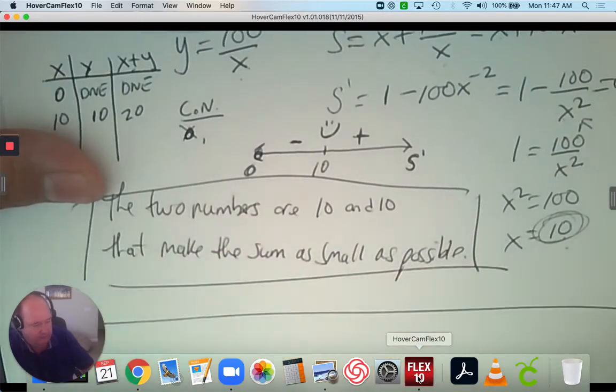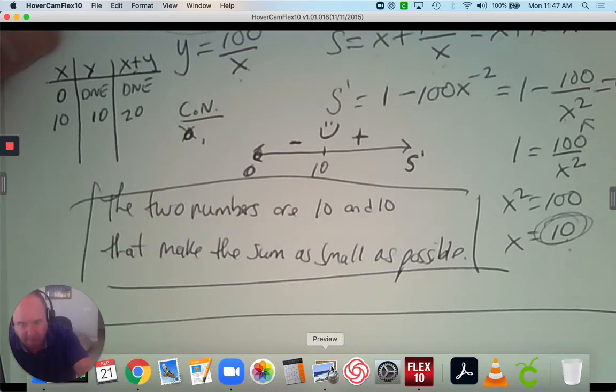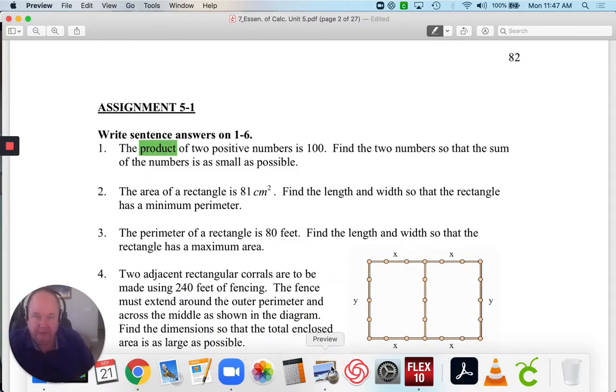All right, ready for number 2. And again, you can press pause if you're not ready for number 2. The area of a rectangle is 81. I'm not even going to try to annotate it. You can. Find the length and width so that the rectangle has a minimum perimeter.